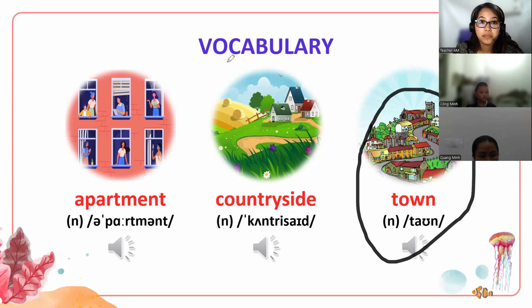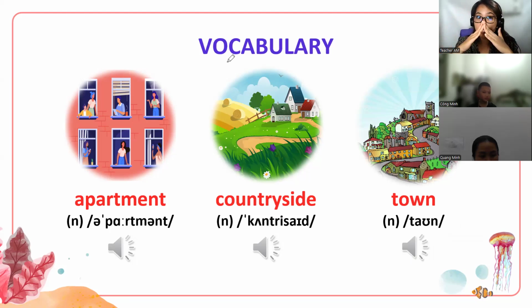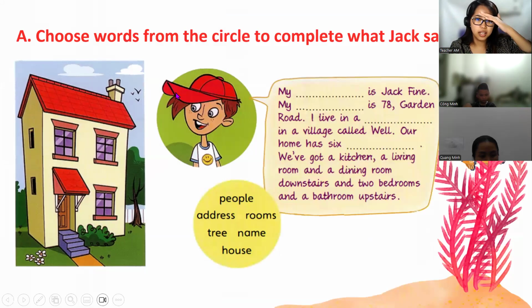Okay, now look at this one. This is a town. A town has many buildings and houses, but smaller than a city. Okay, listen. A town has many houses. It's not in the countryside, but smaller than the city. Một thị trấn có nhiều nhà. Nó không ở nông thôn nhưng nhỏ hơn thành phố. All right. Very good.